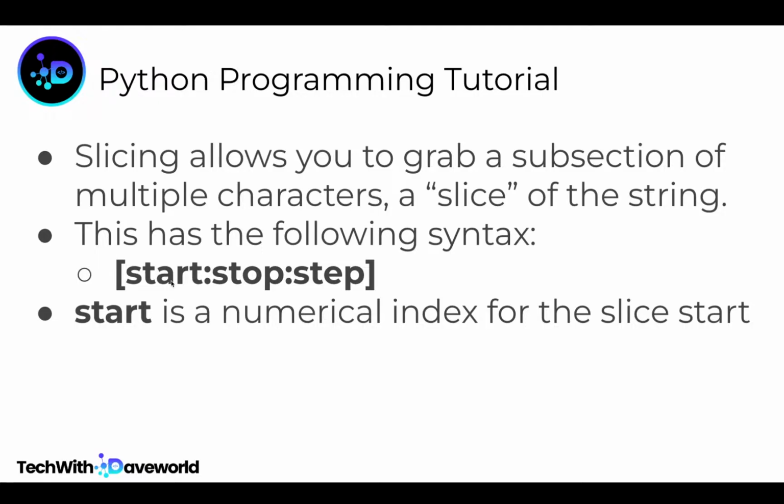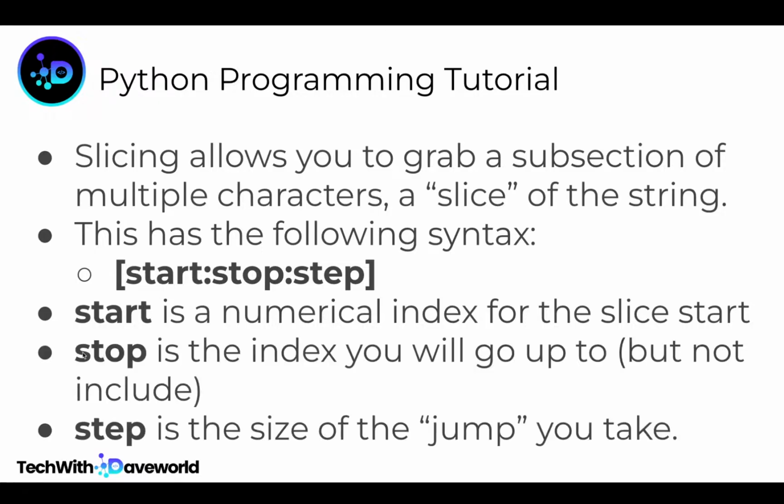Next we also have the stop and step. The stop is the index you will go up to, but you will not include that last number. Let me show you an example. If I say grab from index 0 to 4, it's going to print out the characters for 0, 1, 2, 3, but it's not going to print out the one for 4. That's how you can do start and stop. The stop is the index you will go up to, but it will not include that stop index. That's one thing to take note of.